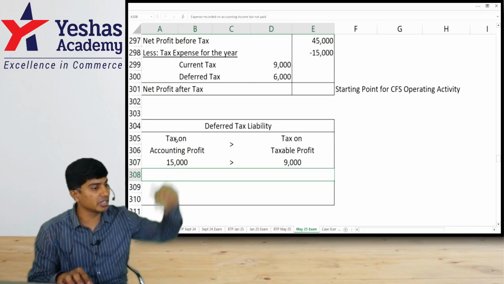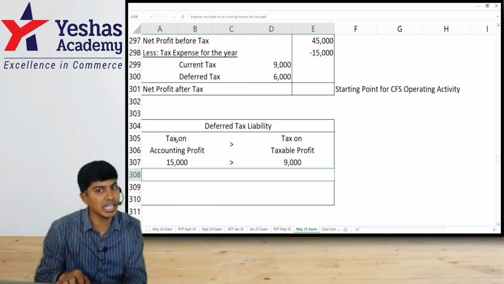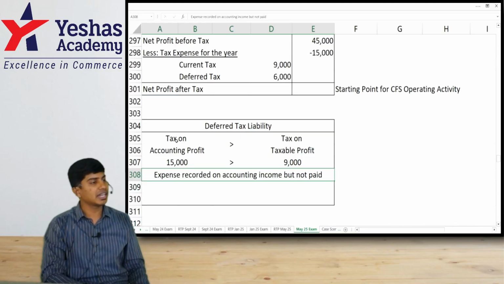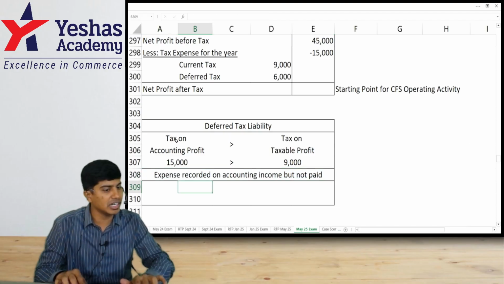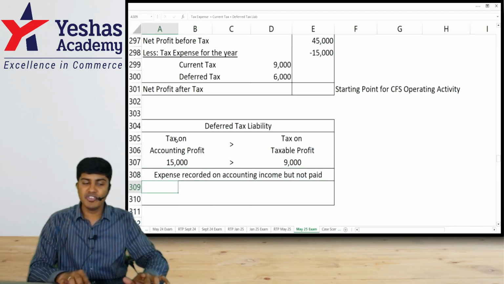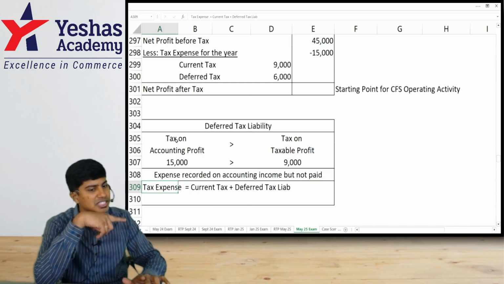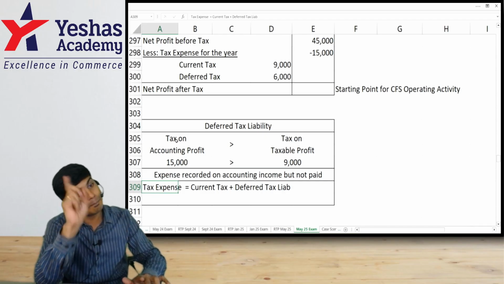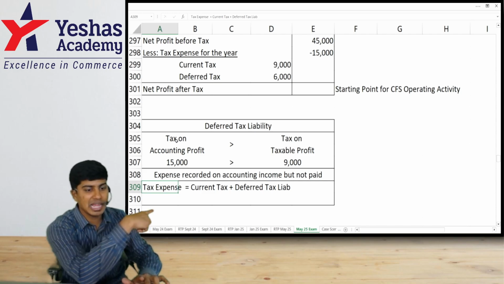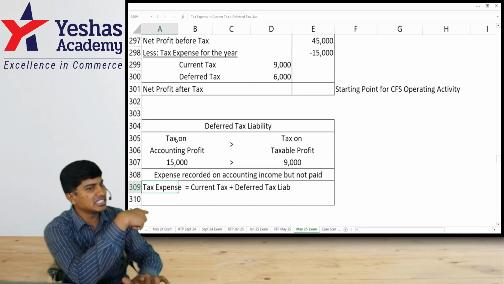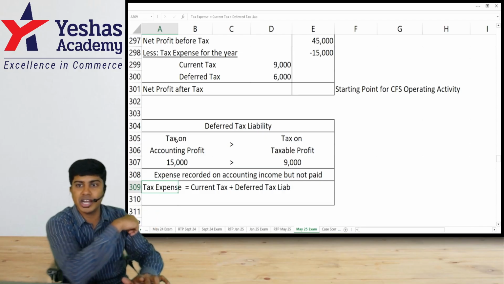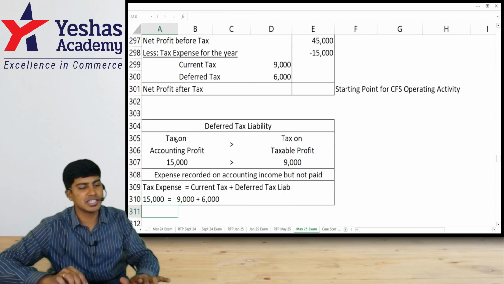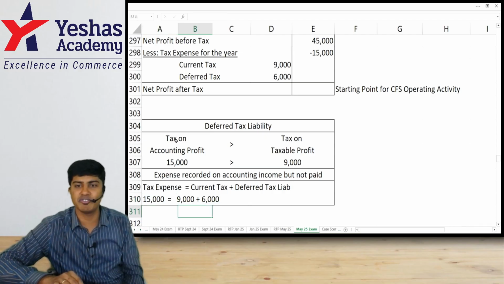Tax expense is 15,000. But the tax that will be paid as per income tax is only 9,000. So can I say 6,000 is the expense for the year which is not paid? Expense recorded on accounting income but not paid. What will it result in? Deferred tax liability. If you remember, we use this in AS22. Tax expense is equal to current tax plus deferred tax liability. Or tax expense is equal to current tax minus deferred tax asset. If it is deferred tax liability, it should be added to current tax. If it is deferred tax asset, it should be deducted from current tax. So arrive at tax expense. Mathematically proving the equation to you again. 15,000 tax expense is equal to 9,000 current tax plus 6,000 deferred tax liability.